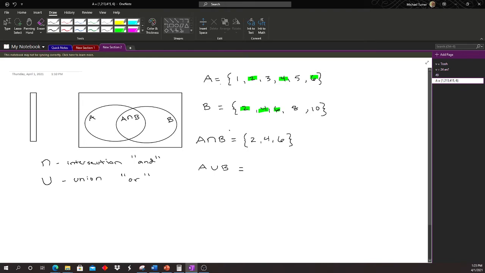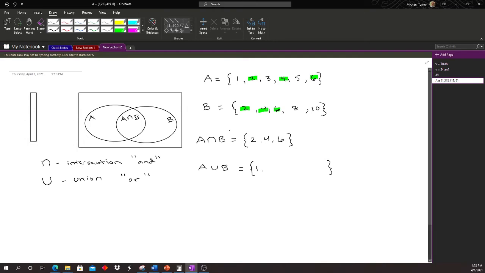Now, looking at, let's say, the same example, I had a few elements that were duplicates, right? There were 2 2s and 2 4s and 2 6s. When you're writing a union, you don't need to write the element more than once. So even though 2 is in both A and B, I don't need to write it twice.